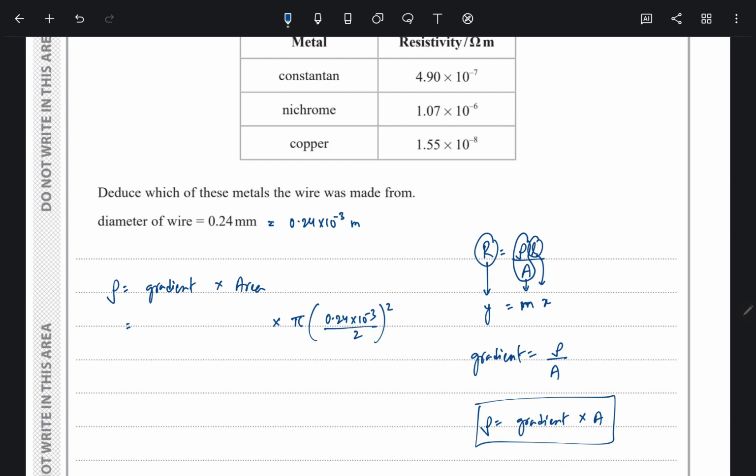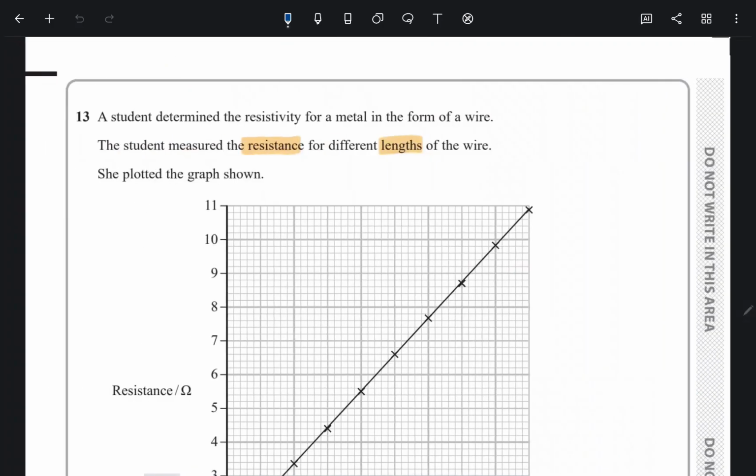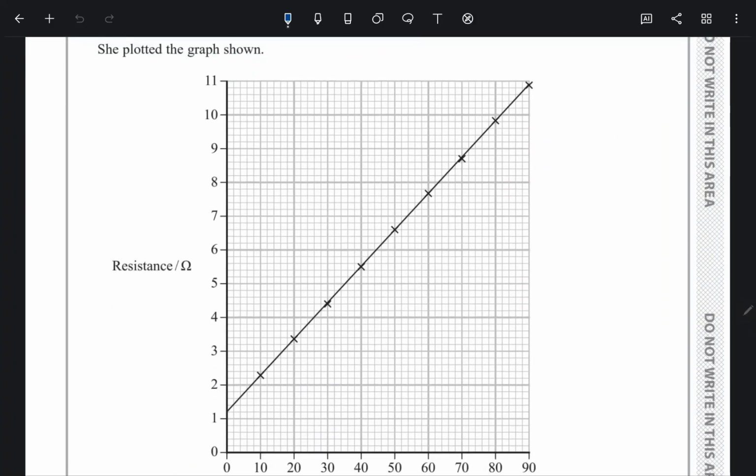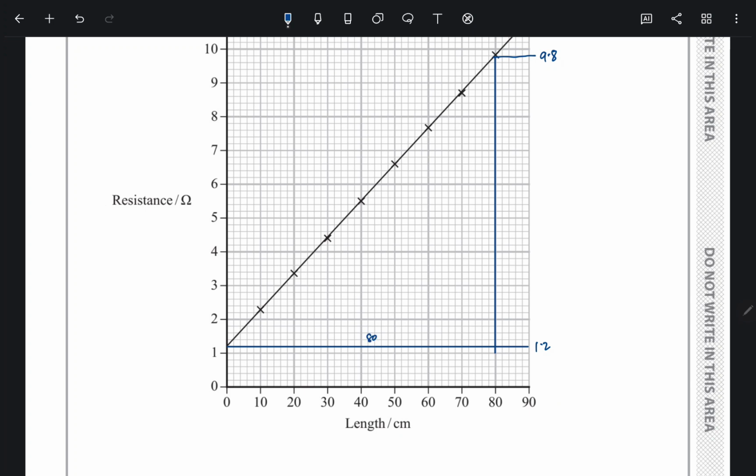And the gradient can be found from the graph. We'll take any 2 points. We take at least half of the provided graph. So I'll just take the largest possible triangle. I'll take here. I'll take this point. So this is 9.8, and that's 1.2, and this is going to be 80.